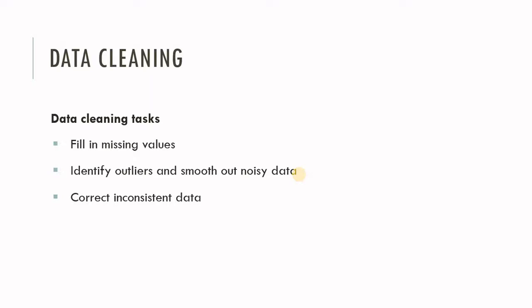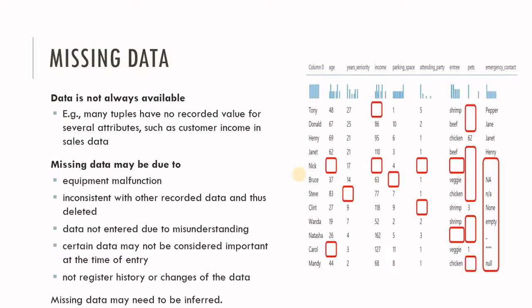Let's start with the first task, which is filling in the missing values. Data is not always available. For example, many tuples have no recorded values for several attributes, such as customers' income in sales data. So it is very usual to have missing values in your data set. It may happen during data collection or due to some data validation rule, but regardless, missing values must be taken into consideration.